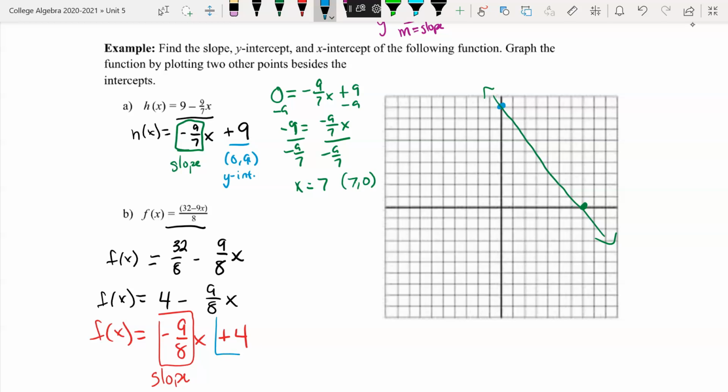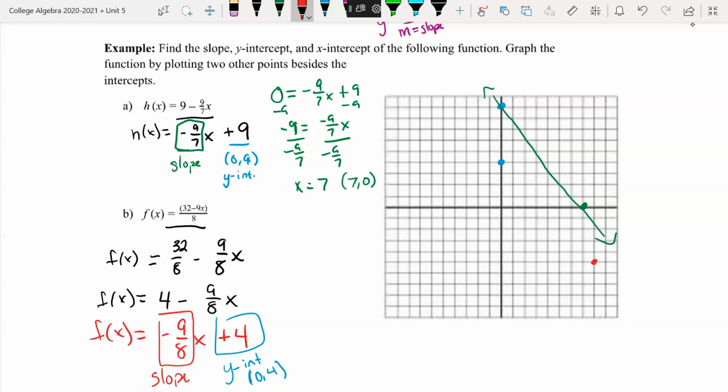So again, my slope is right here. My y-intercept is 0, comma 4. So 1, 2, 3, 4. We plot that first. And then I'm going to use my slope. I'm going to go down 9, right 8. So 1, 2, 3, 4, 5, 6, 7, 8, 9. Right 8. 1, 2, 3, 4, 5, 6, 7, 8. That would be over here.